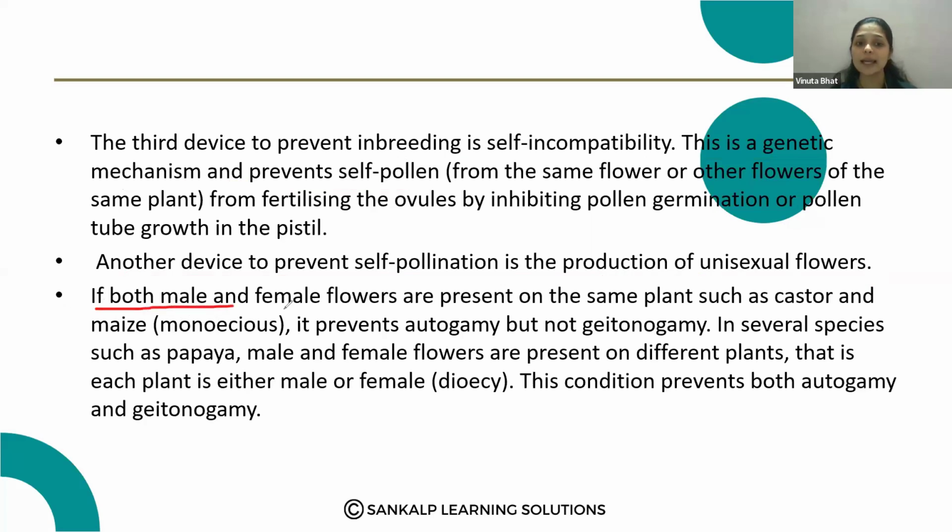If both male and female flowers are present on the same plant, such as castor and maize, that is monoecious plants. It prevents autogamy but not geitonogamy. Autogamy is prevented but geitonogamy is not prevented.